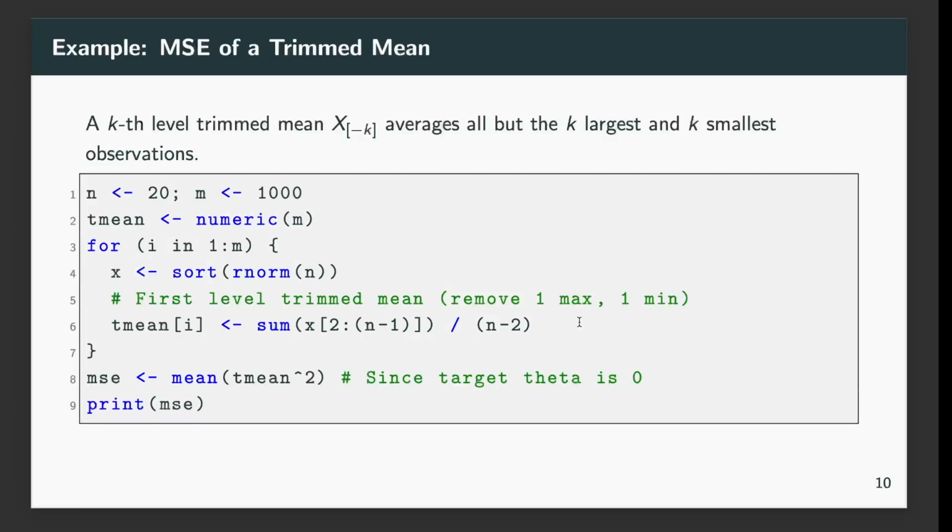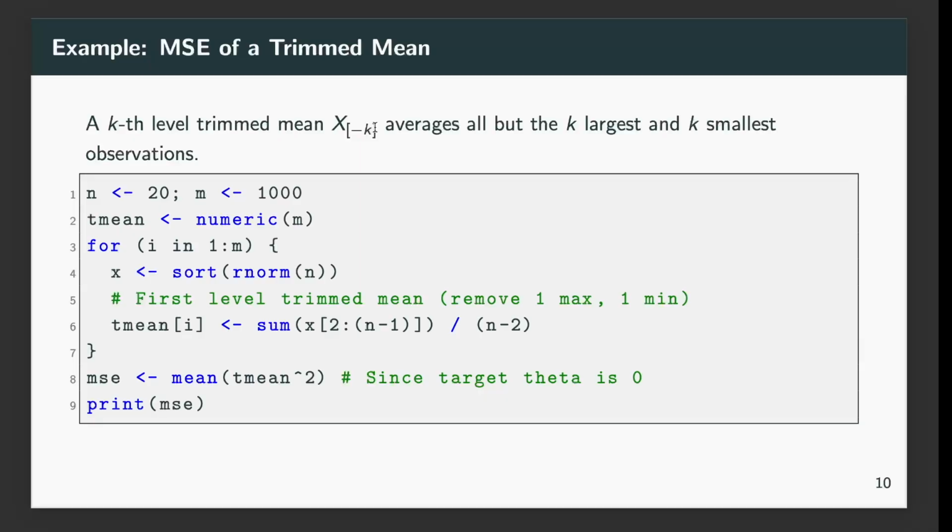Okay. I think these slides, if you can run this on R, we can show the example of estimating the MSE of a trim mean. For example, we have a kth level trim mean, where we remove the k largest and also the k smallest observations, and we take the mean of what remains.